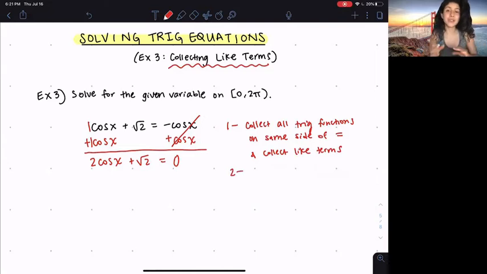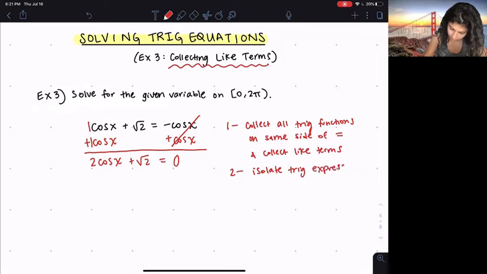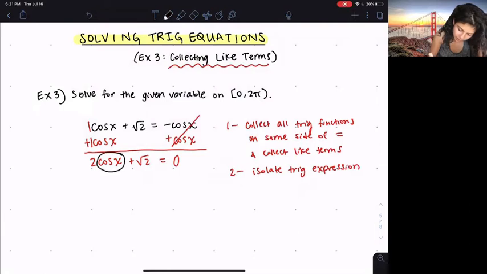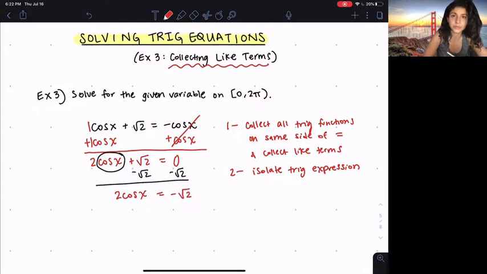Step 2, if you said isolate the trig expression, then you're correct. So we need to isolate or get cosine x all by itself. So isolate the trig expression. In this case, my trig expression is cosine x. So the first thing I'll do is subtract the radical 2 on both sides. Now I have 2 cosine x equals negative radical 2.